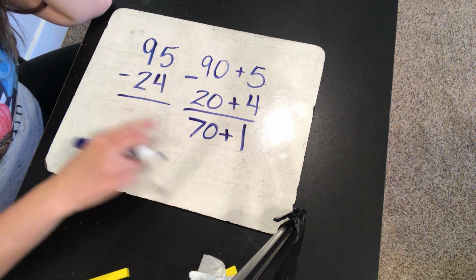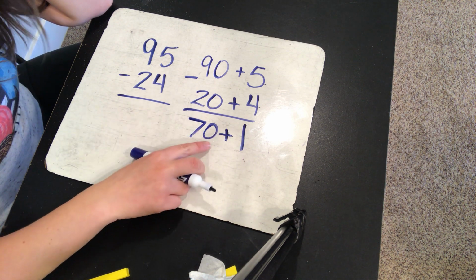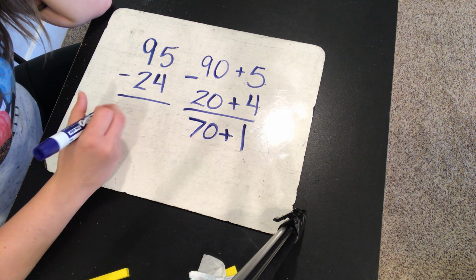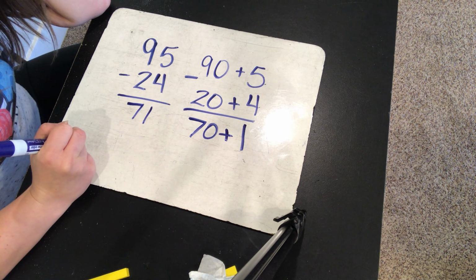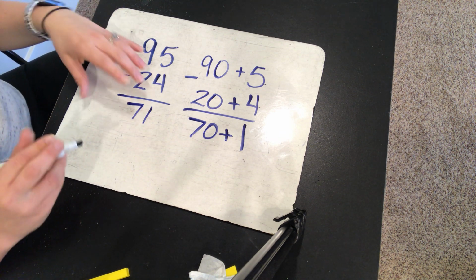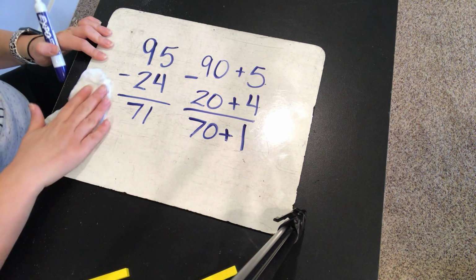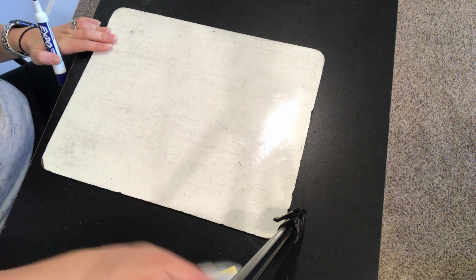Now, to figure out the answer, I just have to figure out 70 plus 1. What is 70 plus 1? 70 plus 1 is 71. All right. So that's how you're able to solve these using expanded form. It's pretty cool, huh? Okay, let's do a few using an open number line.